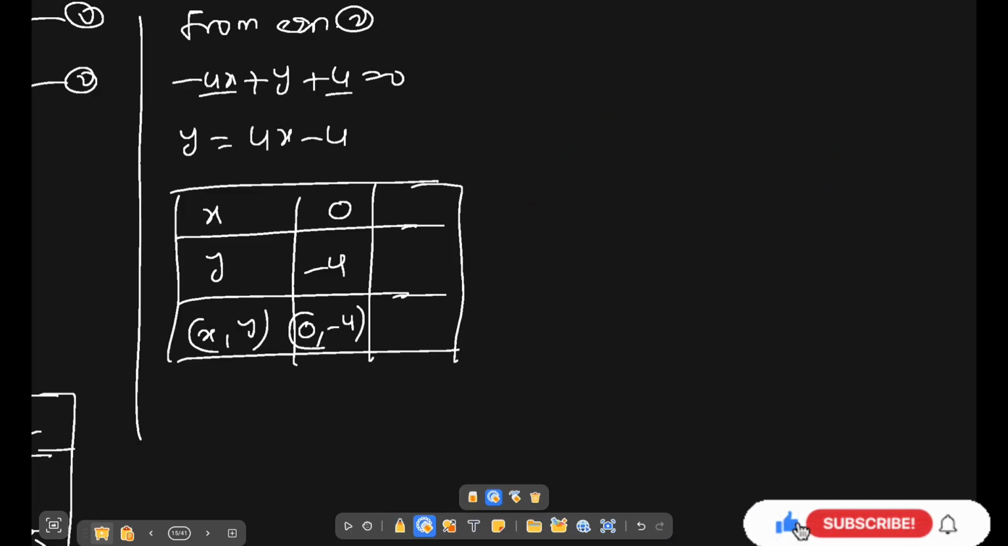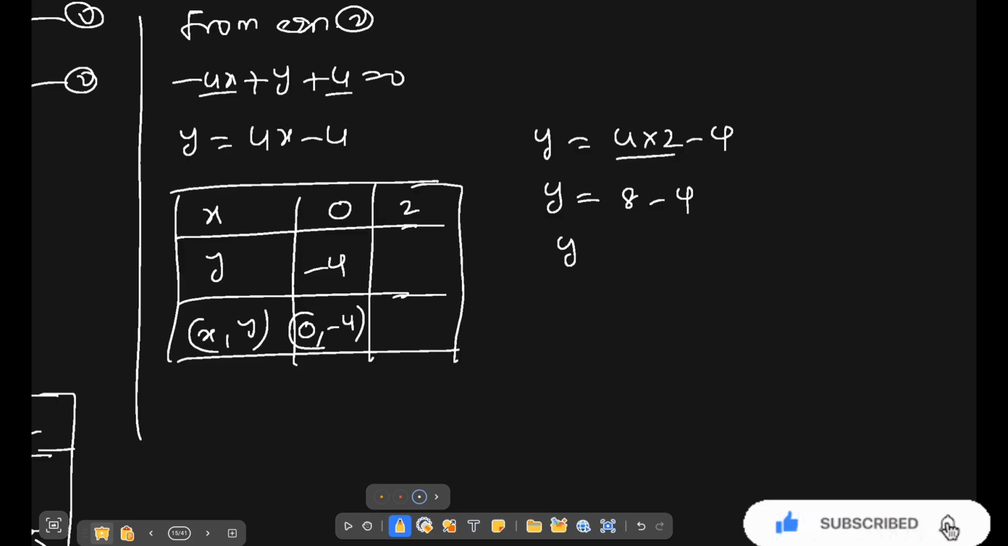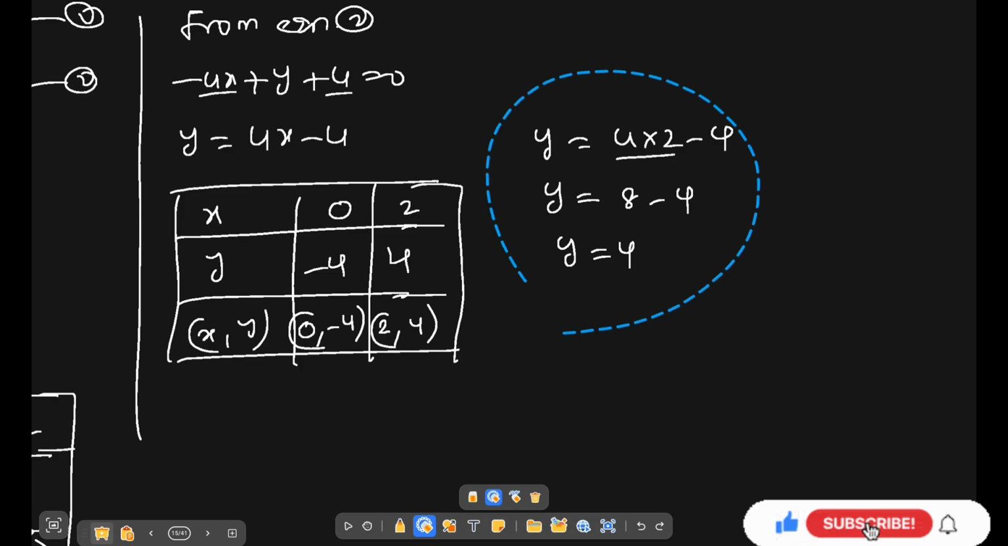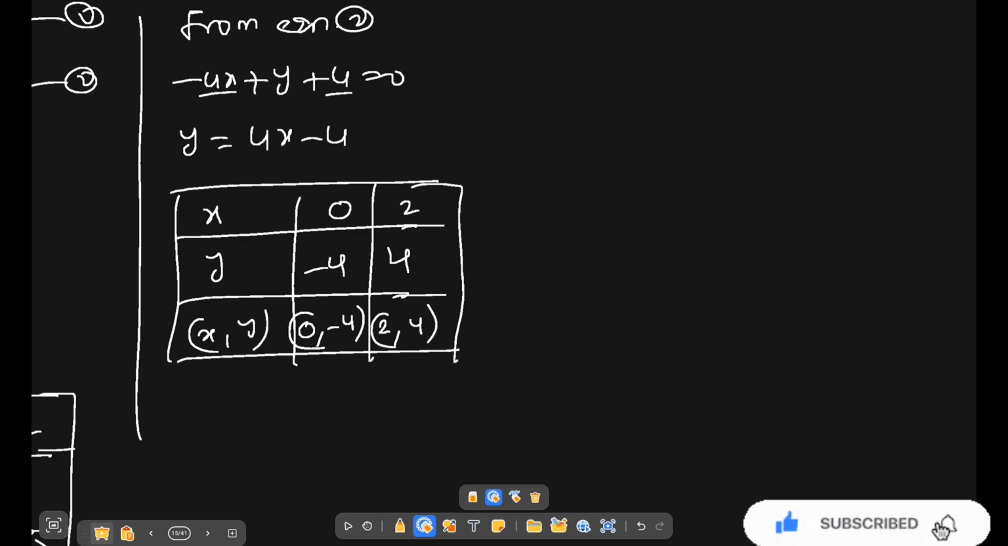Next, let's take x value 2. So let x value be 2, what does it become? y is equal to 4x minus 4, means 4 into 2 minus 4. So y is equal to 4 into 2 is 8, 8 minus 4. Now y is equal to 4. So the plotting point will be 2 comma 4. That's it. So let's plot these points on the graph.